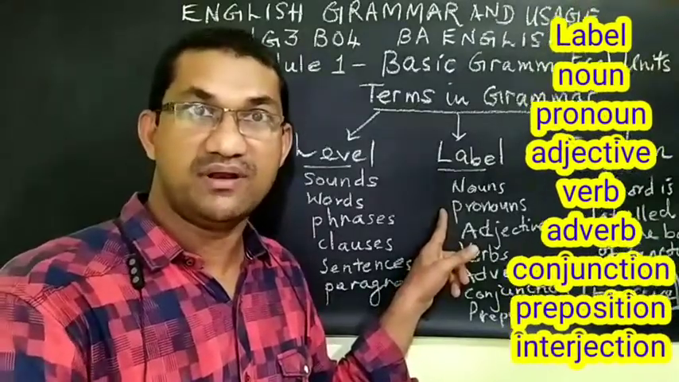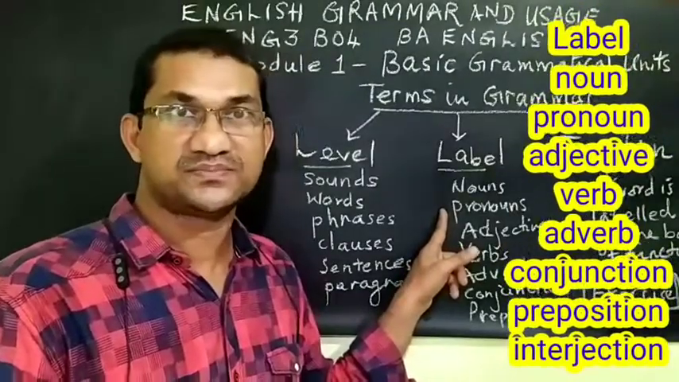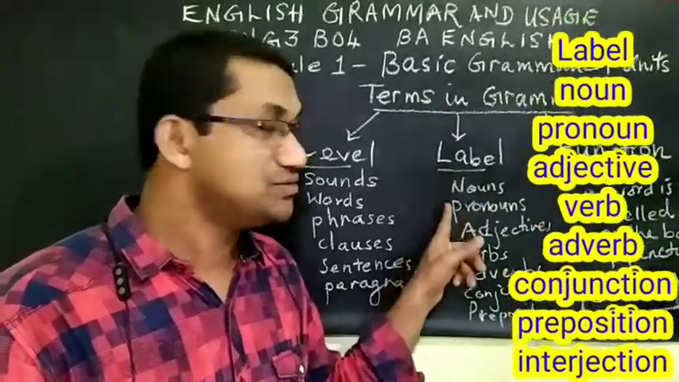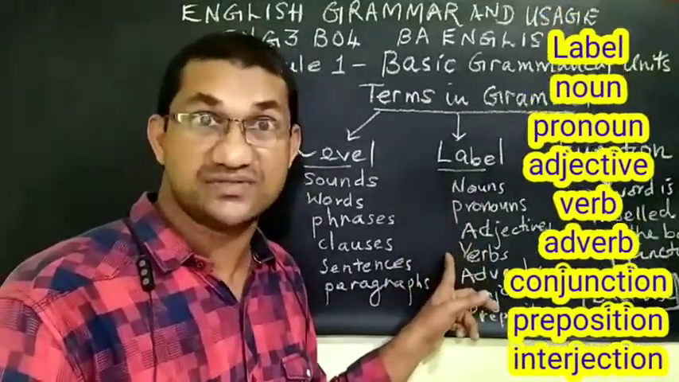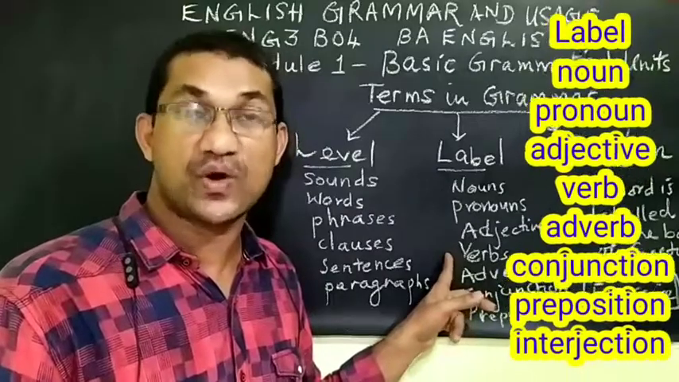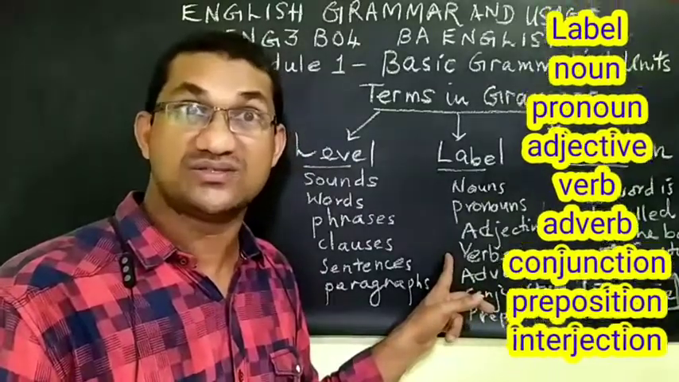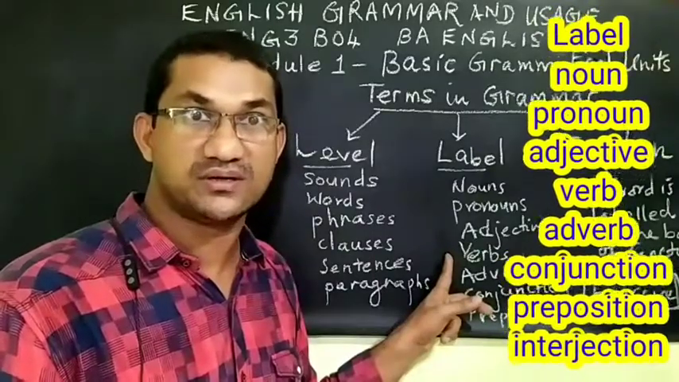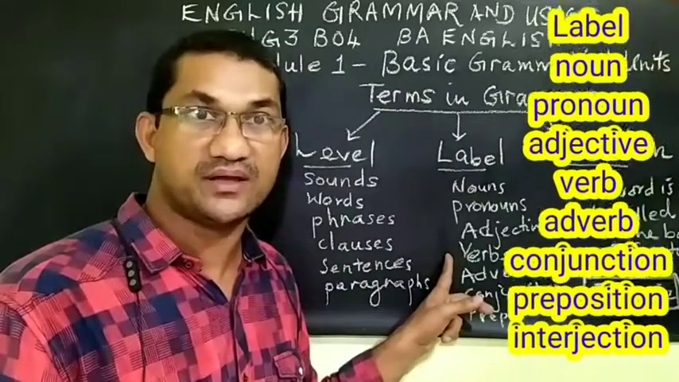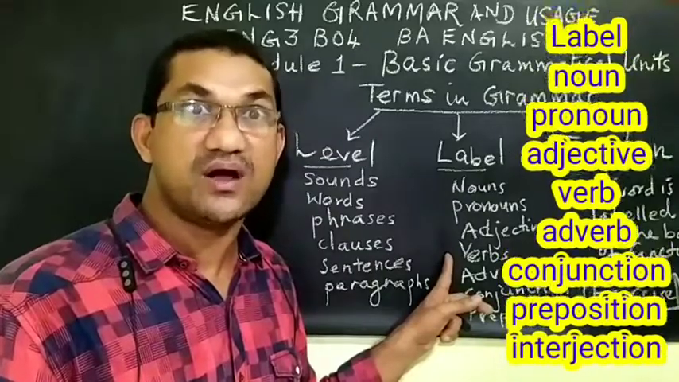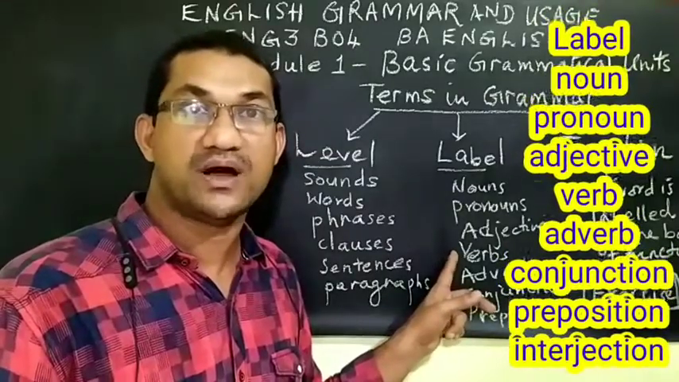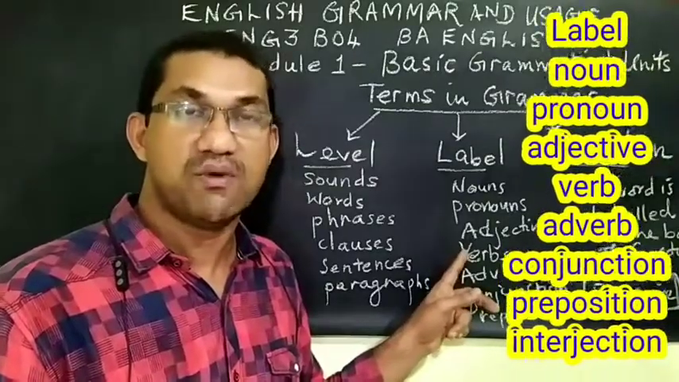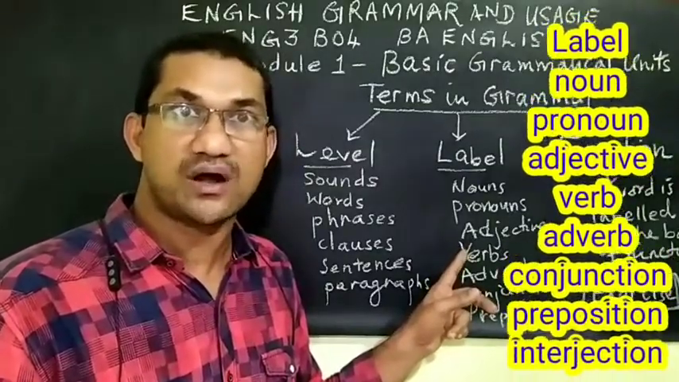Level, label, and function. Under label, we have nouns, pronouns, adjectives. We studied adjectives, right? Adjectives are words that describe nouns. Like my friend Gopal is smart. He is a smart boy. Smart in both the sentences is an adjective.